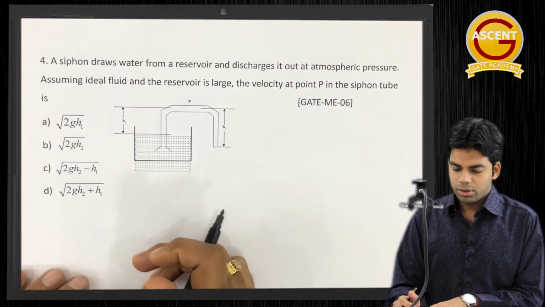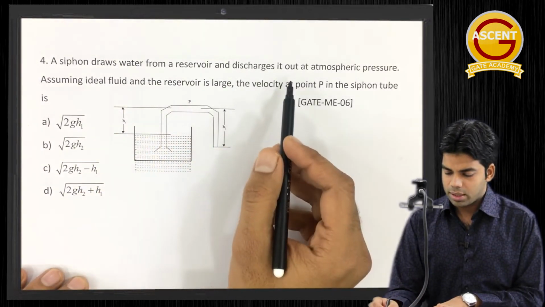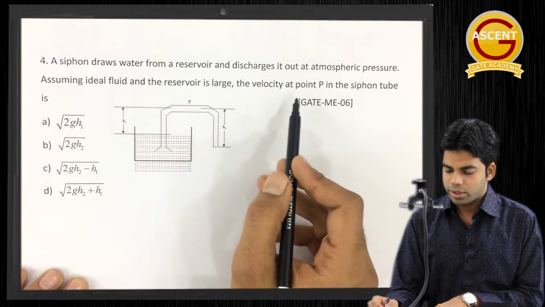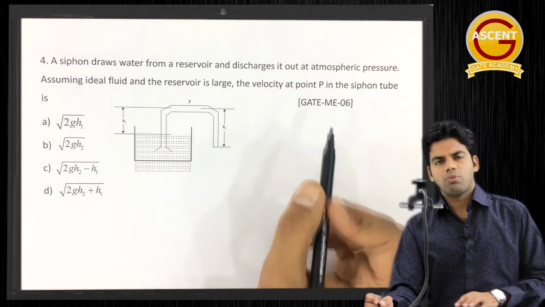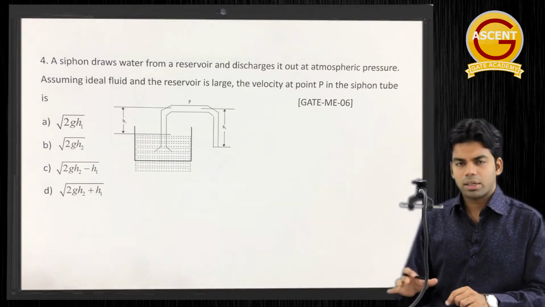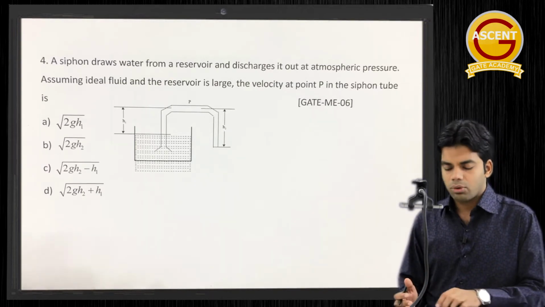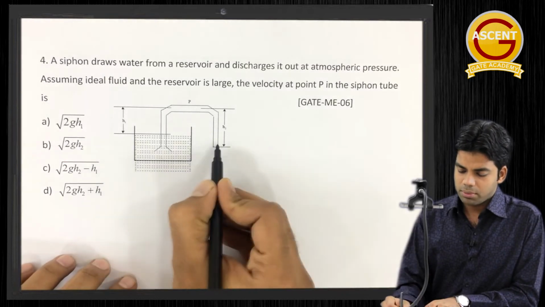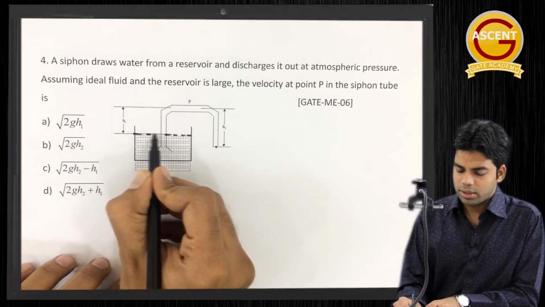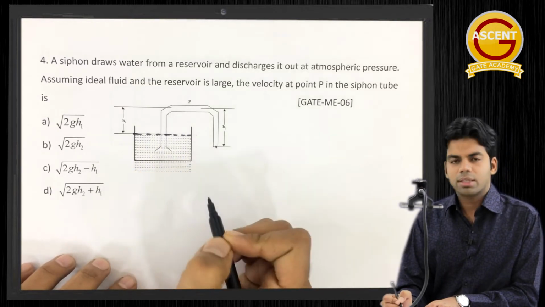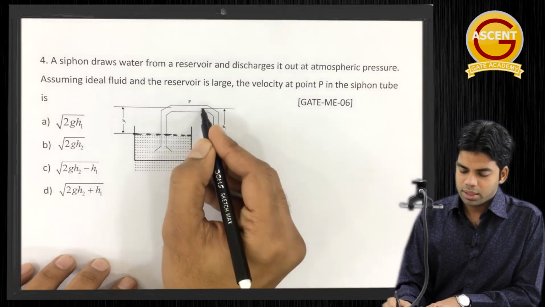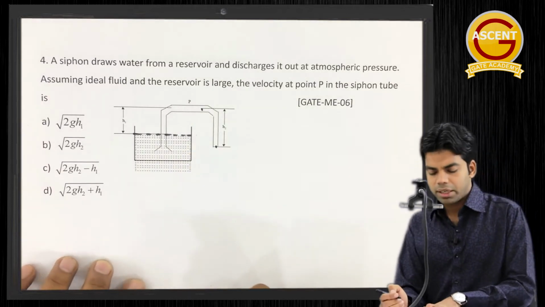Now, a siphon draws water from a reservoir and discharges it out at atmospheric pressure. Assuming ideal fluid and the reservoir is large, the velocity at point P in the siphon tube. So for solving such type of question, first I will tell you the conventional method, then we can derive a shortcut trick also from this. If we apply Bernoulli's equation between the 2 points, suppose this is the first point, this is our second point, the surface of this liquid. Why are we applying it between these 2 points? Because velocity at this point and this point will be the same, because the cross sectional areas are the same.